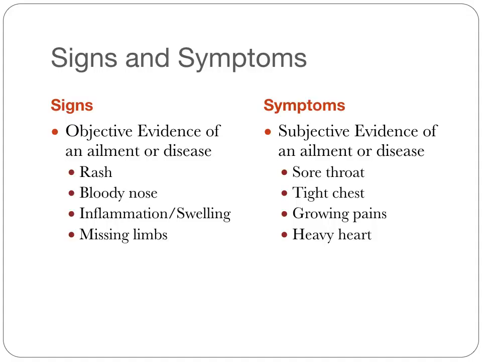In general, these things are things like a rash or bloody nose, swelling at a point of injury, or a missing limb. Symptoms of a disease are what the infected person experiences, but only they can know about it, so it's subjective to them. These might be things like a sore throat, tight chest, growing pains, or a heavy heart.